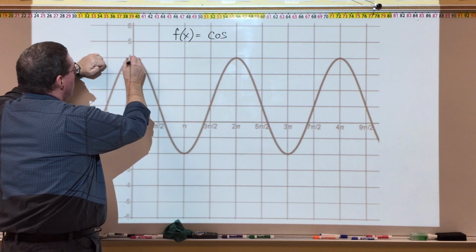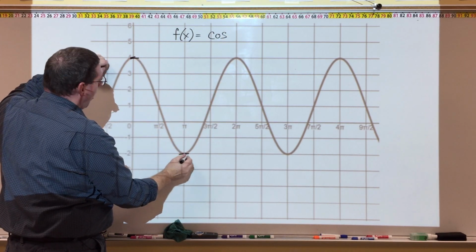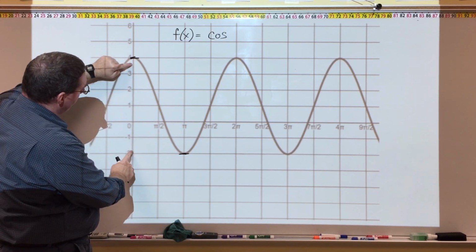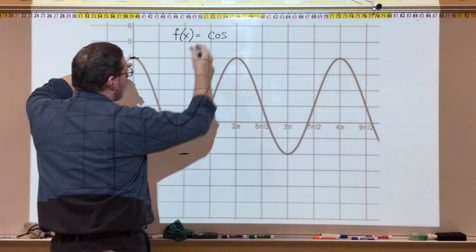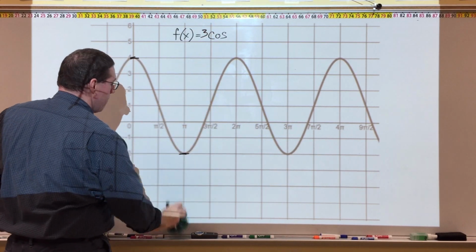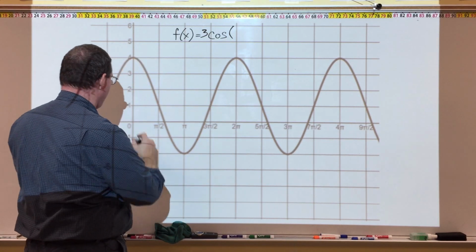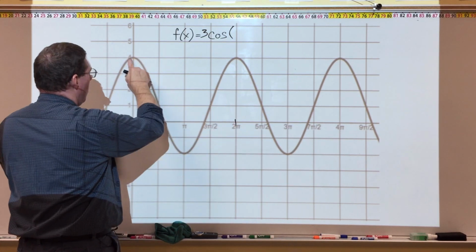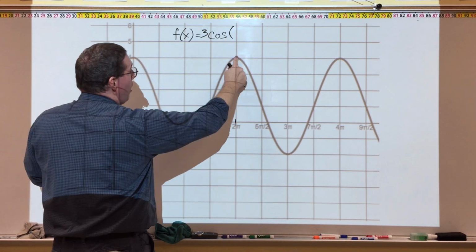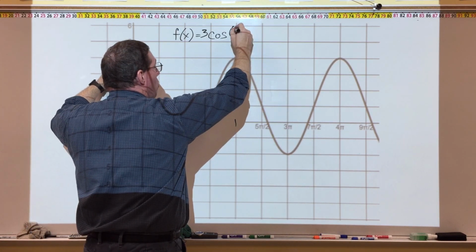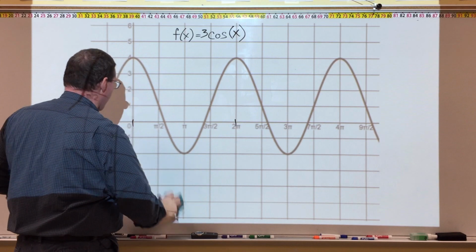The amplitude is half the distance from the top to the bottom. So 1, 2, 3, 4, 5, 6 from top to bottom. 6 divided by 2 is 3. So the amplitude is 3. Cosine of, let's find the frequency. From 0 up to 2 pi, down, up. And therefore, that's one full cosine curve. So the frequency is 1. So that's 1x or just x.